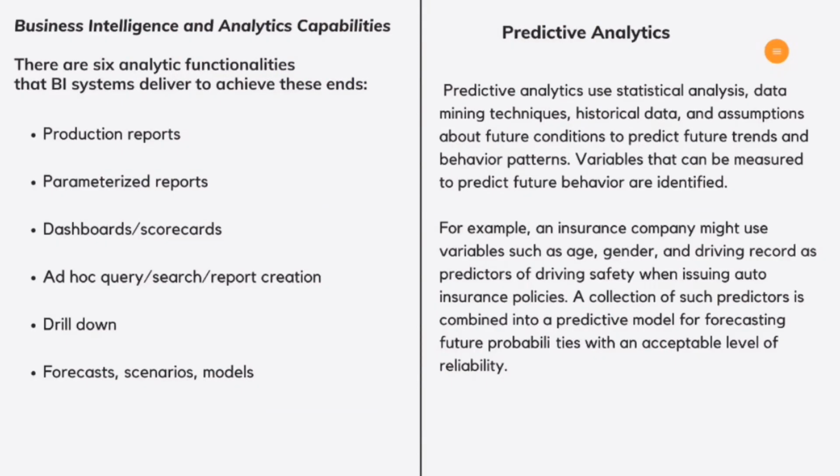Business intelligence and analytic capabilities. There are six analytic functionalities that BI systems deliver to achieve this end. First, production reports. Second, parameterized reports. Third, dashboards or scorecards. Fourth, ad hoc query, search or report creation. Fifth, drill down. Lastly, forecast, scenario or model.